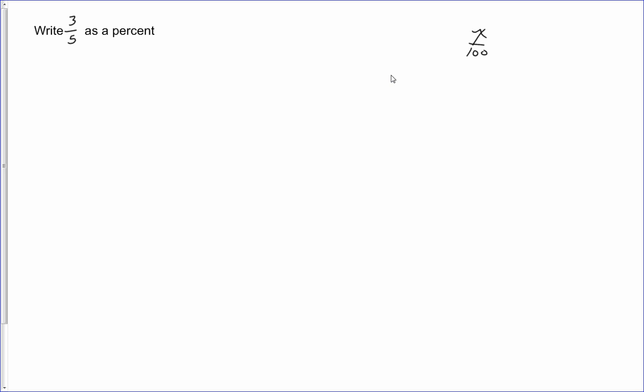So if we want to know how to write 3/5 as a percent, you can simply say 3 over 5 equals x over 100. We can set up this proportion. Now, when you have a proportion, you simply cross multiply. So when you cross multiply, we get 5x equals 300.